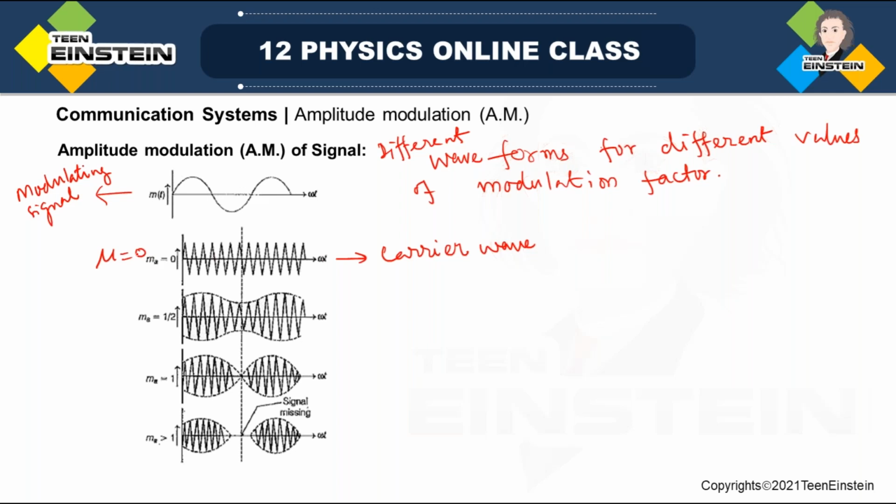When this mu is 0, what does that mean? Just remember, mu is AM by AC, right? So what does this mean? When mu is 0, AC cannot be 0. So if mu is 0, this implies that AM is 0.